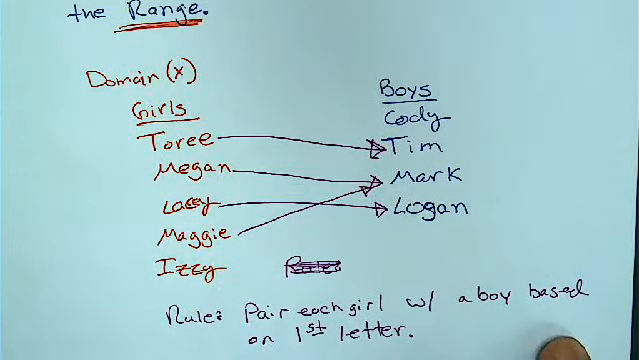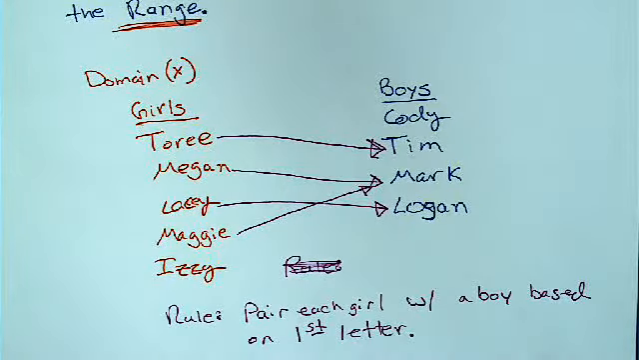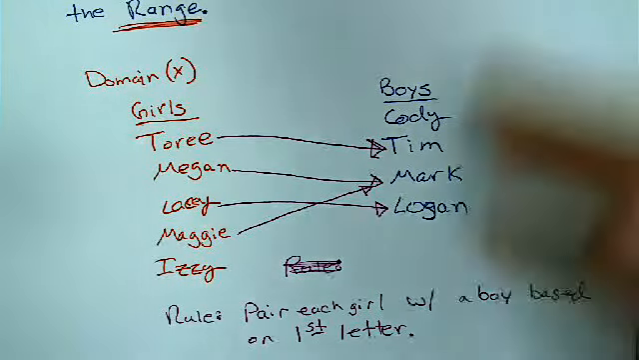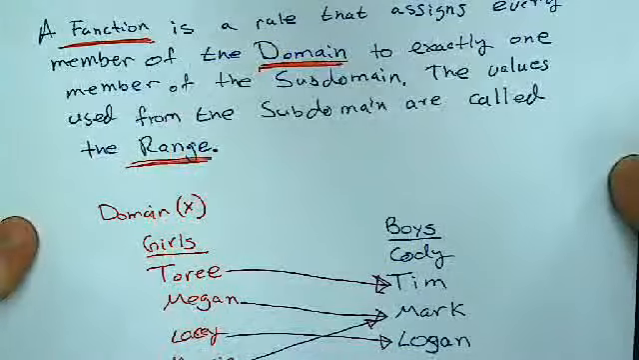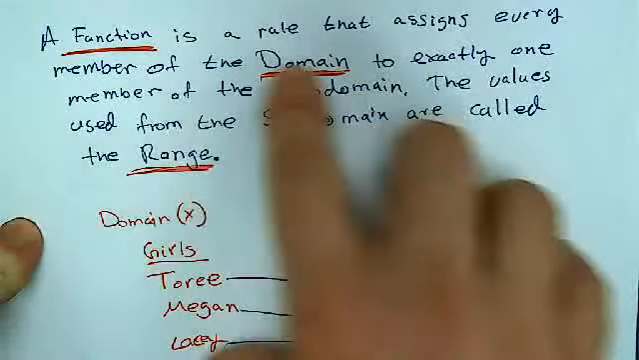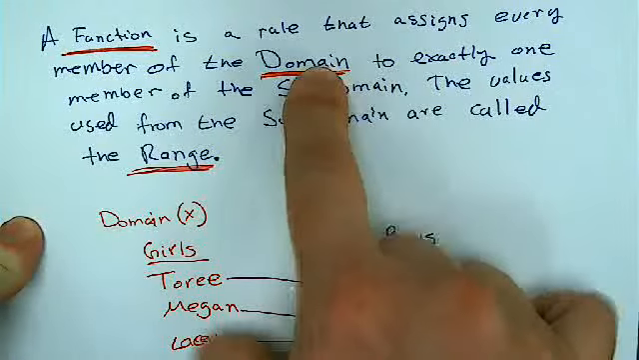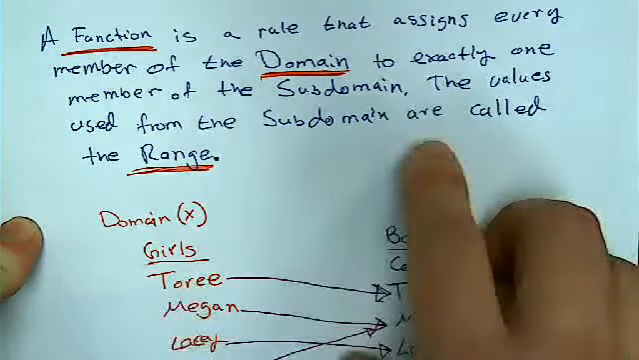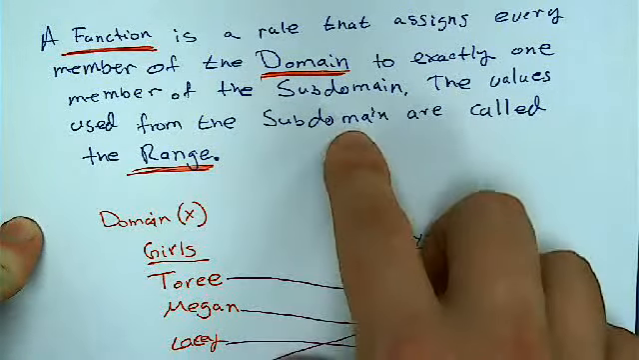That's not very fun. Now, the question you ask is, does this qualify by the rule we've established as a function? By the definition we talked about, does this fit that qualification? Let me go back to the rule here. The rule says, a function is a rule that assigns every member of the domain, that would be my girl list, with exactly one member of the subdomain, which would be my boy list.